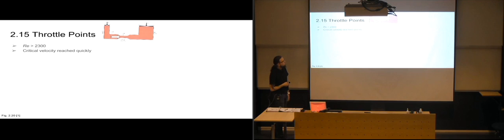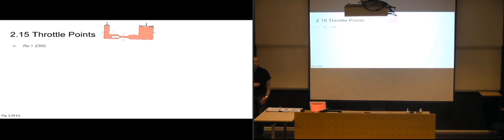As it moves from this larger pipe into the smaller section of the pipe, it will very quickly reach the critical Reynolds number, which is 2,300, so it will pass above it. The way this is done is by the fluid reaching its critical velocity very quickly. And this means that our flow will turn from laminar to turbulent.